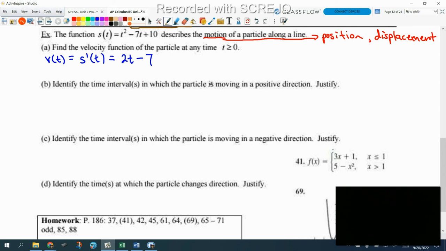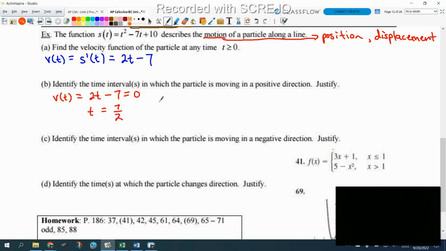All right, identify the time intervals where the particle is moving in a positive direction. A positive direction is going to be when the derivative is a positive number. If the derivative is positive, the particle is moving in a positive direction. If the derivative is negative, the particle is moving in a negative direction. So we have our derivative now, our velocity. We're going to set it equal to 0. So v of t, which equals 2t minus 7, is equal to 0. So we get t is equal to 7 over 2. This is our critical number.